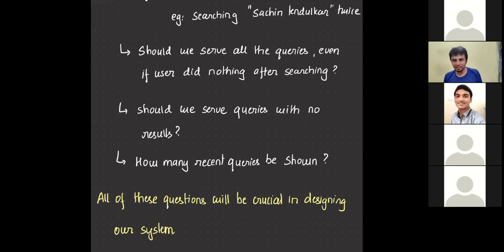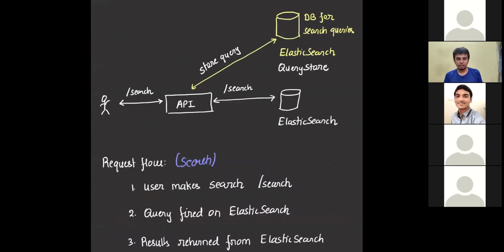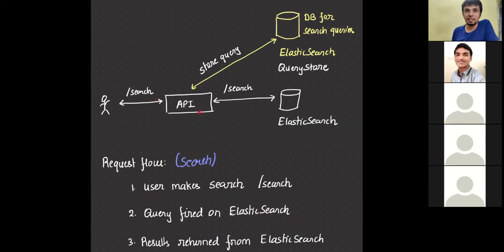But yeah, these are very interesting questions that would help us give a very nice shape to this thing. Okay. Just Amrish, let me cover this topic and then we'll take questions. So our architecture for now would be: we have our end user firing a search query, it goes to this API server. The API server performs the search on Elasticsearch, gets the result back, and then chooses to store the query in our query store.